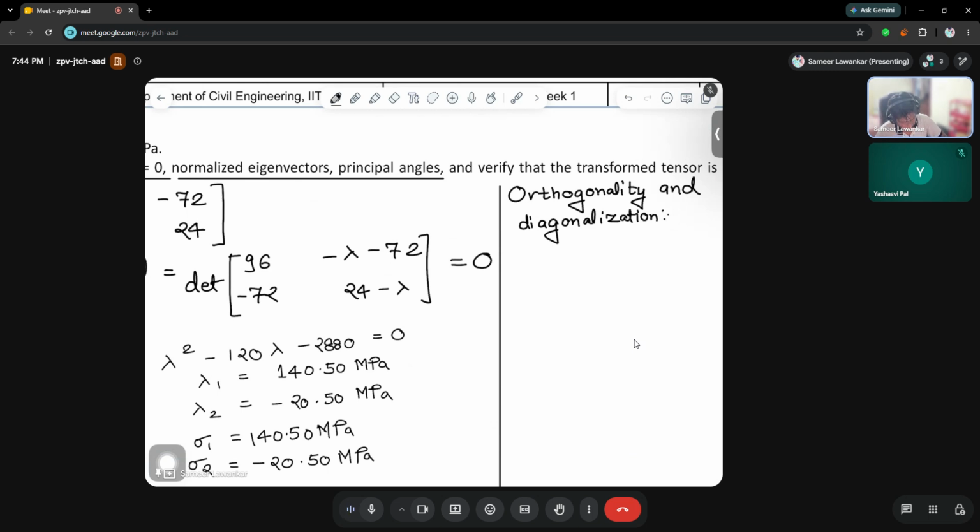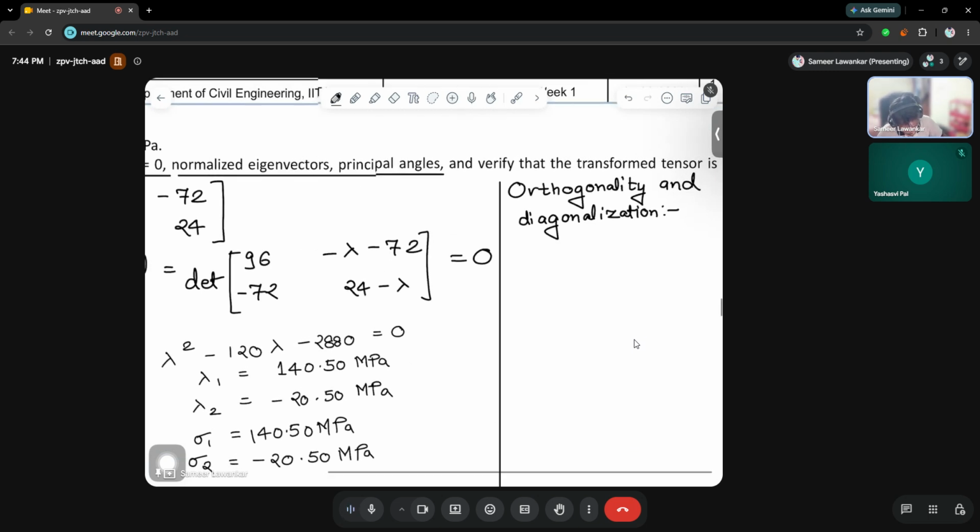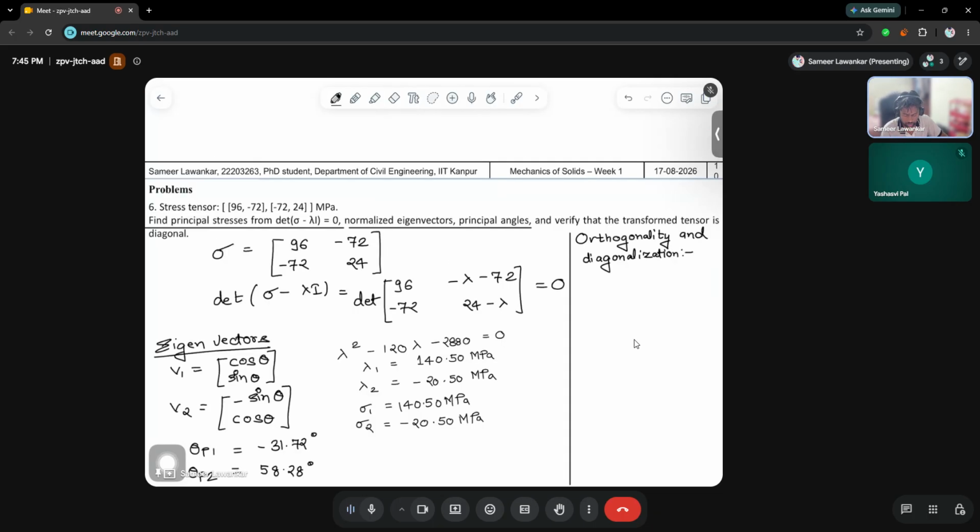Okay, so orthogonality and diagonalization. Diagonalization basically means that when you transform the equation, the value of Q transpose dot sigma dot Q is equal to the principal stresses. If we are trying to find that, then it is orthogonal. Basically the transformed tensor is diagonal.